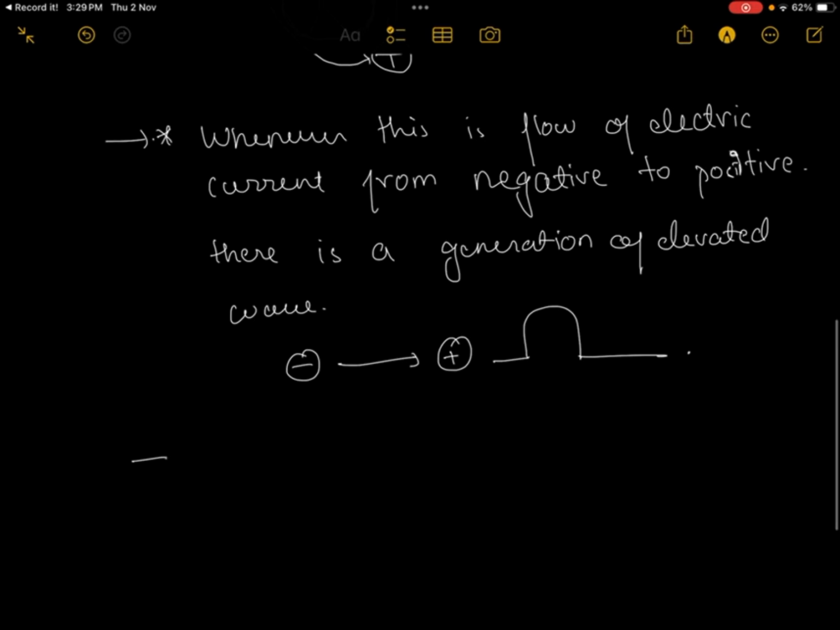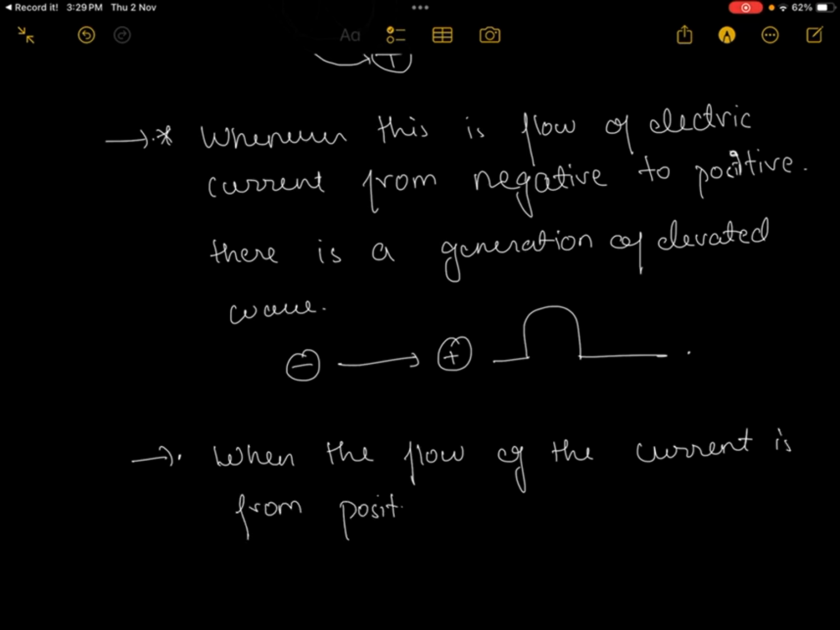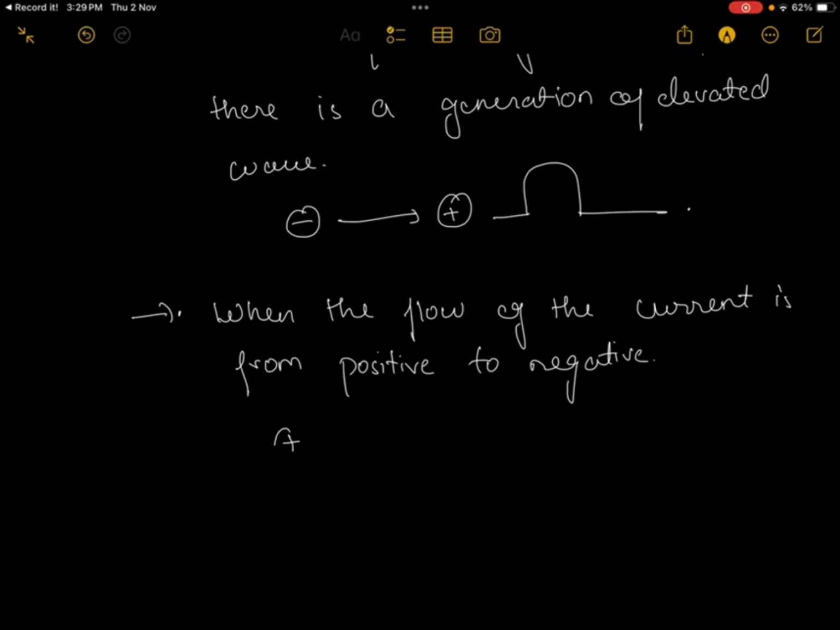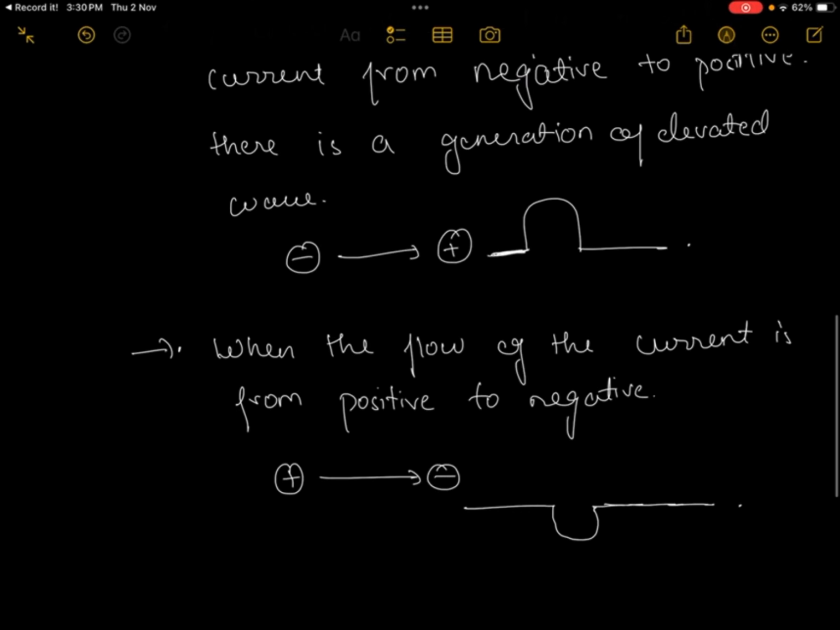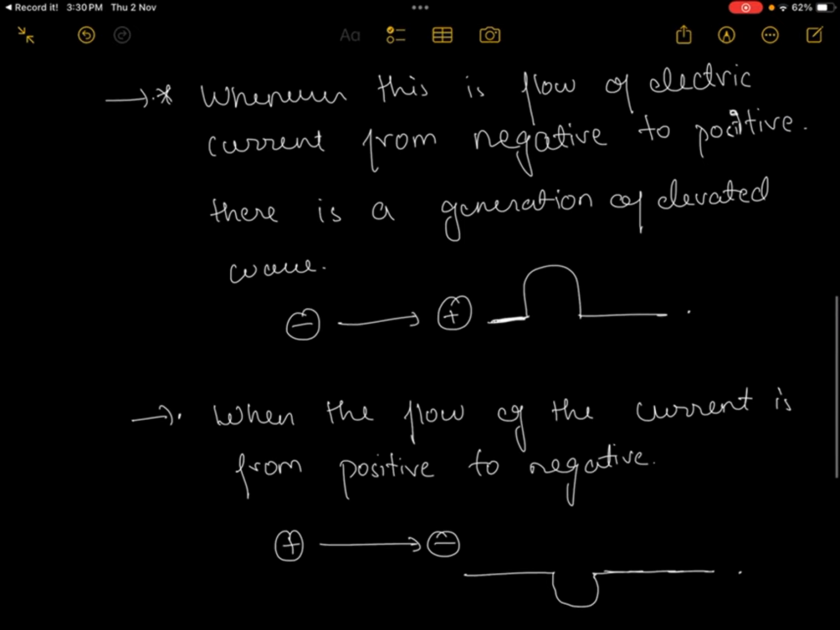And the second thing is, when the flow of the electric current is from positive to negative, we always see a depressed wave, where the wave shifts its pattern downwards. The ECG will record the wave as a depressed wave. So these are the two basic things which we have to remember whenever we are studying ECG.